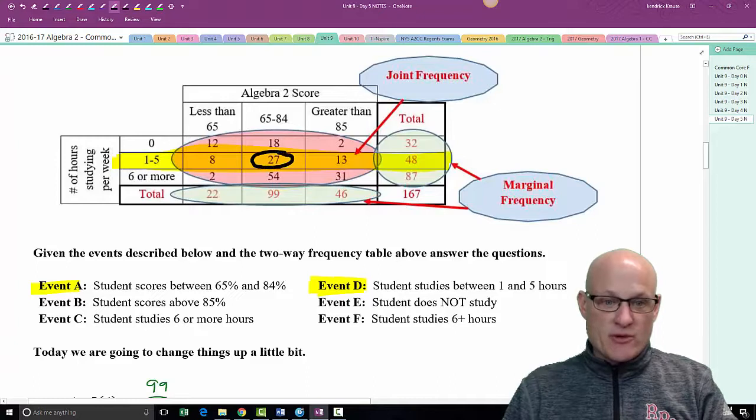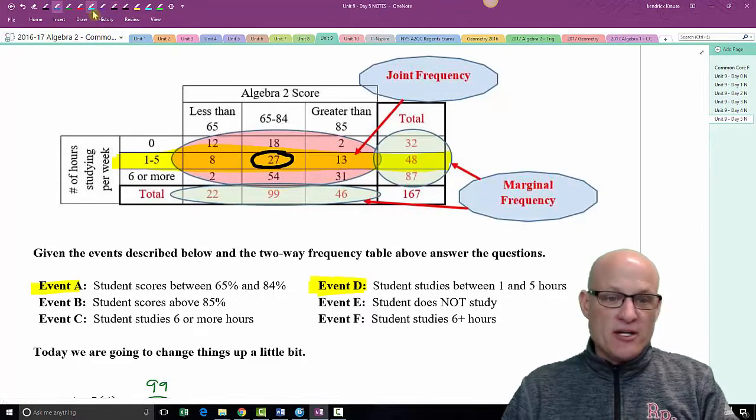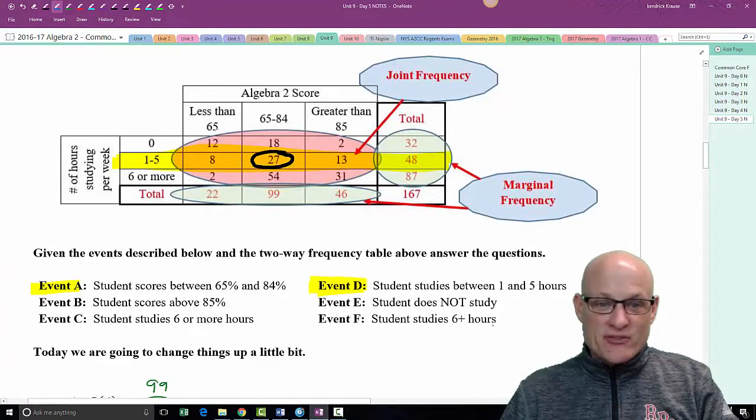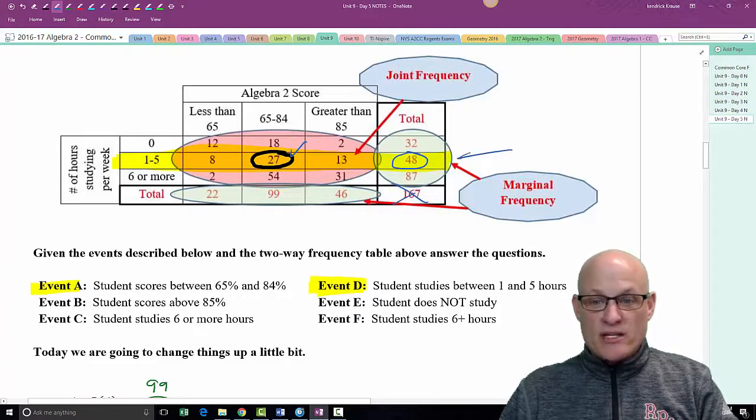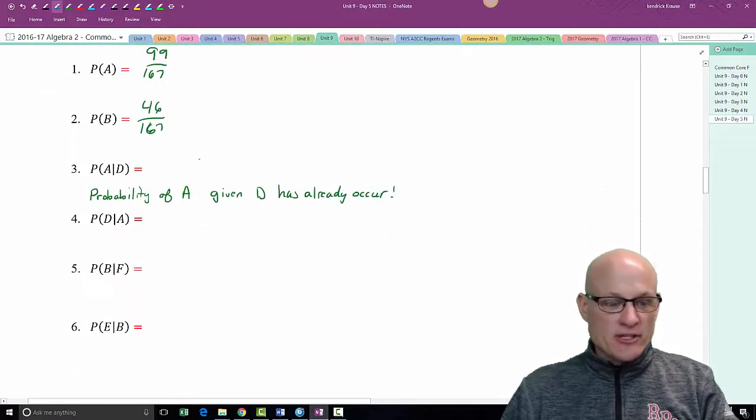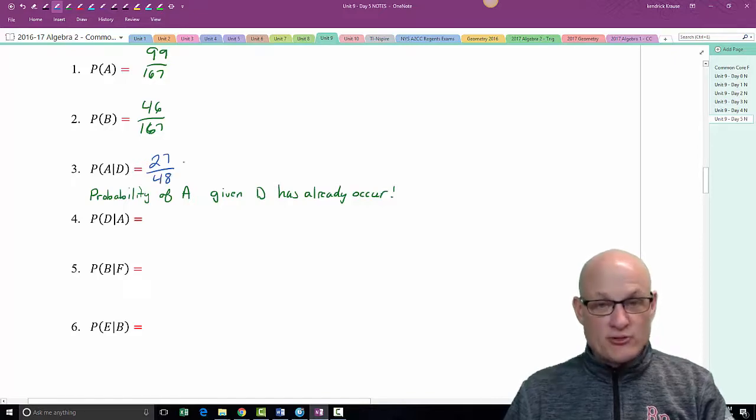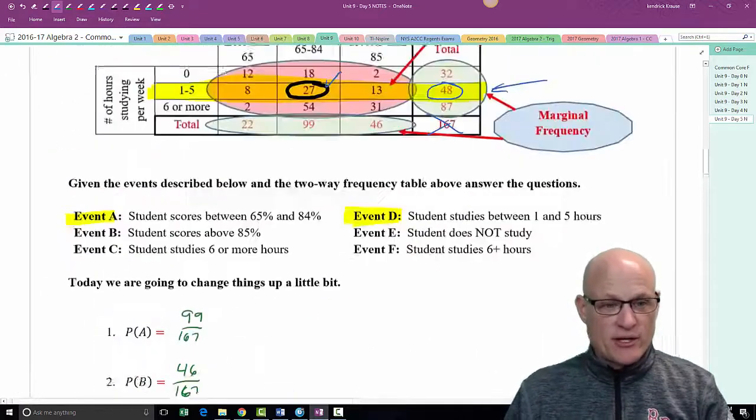Now be careful. This is where this is going to get a little bit different. There are 27 that scored out of 48. I'm no longer using the total because I can only think about this row. So the answer is 27 out of 48. Let me do one more, and then I'm going to let you try. You should pause it then and try the next two on your own.